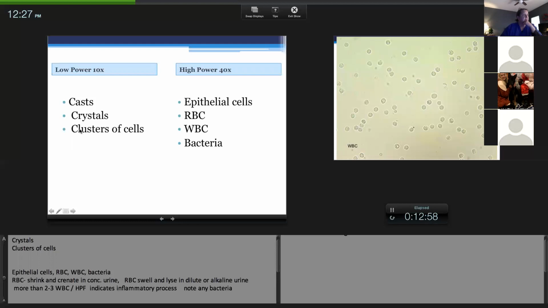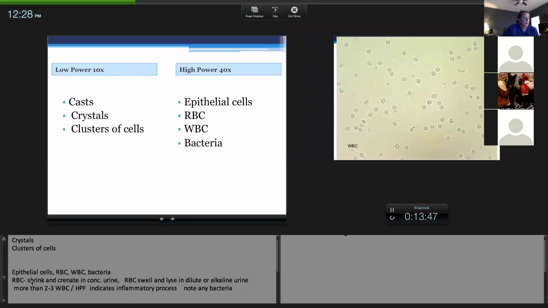Now, if you think about urine, you'll sometimes get clusters of cells. You're not really going to have them spread out like a blood smear, where your cells should be separated. Sometimes they'll be in clumps, but you should still be able to identify what we're looking for. When you go up to 40, remember, you're not going to go to 100 because this is not a smear. You're not going to use oil immersion. You're only going to go up to 40. And at 40, you can identify the cells present. Are there epithelial cells, red blood cells, white blood cells, or any evidence of bacteria?